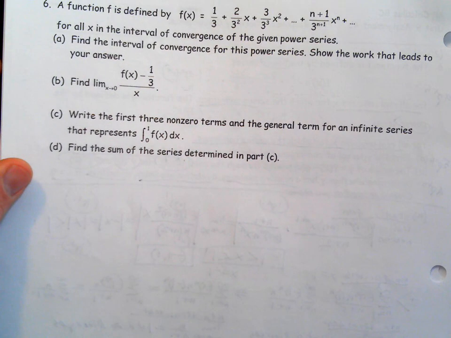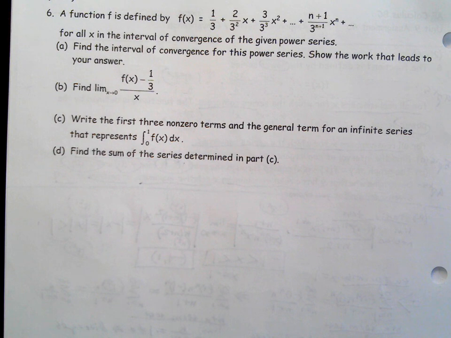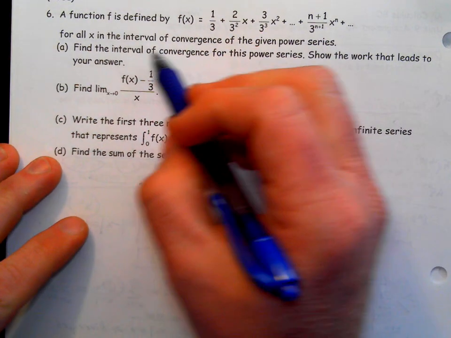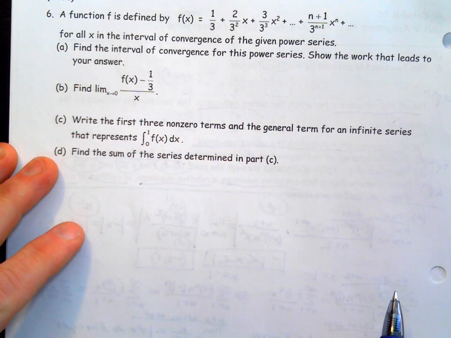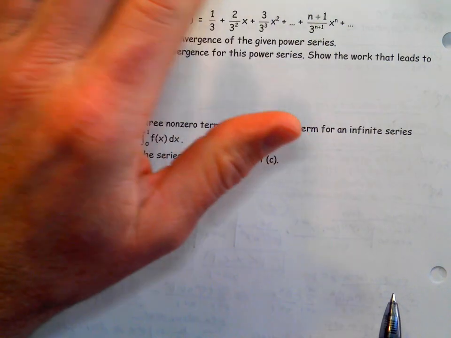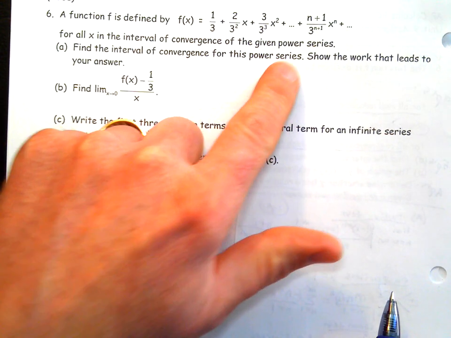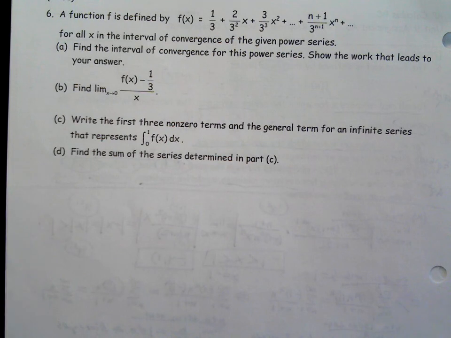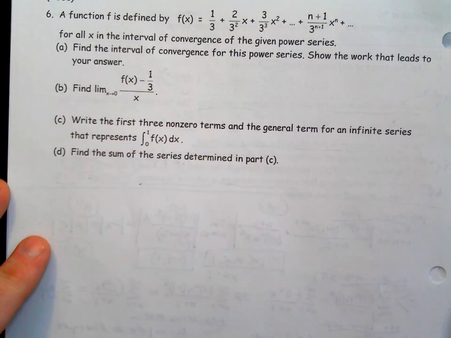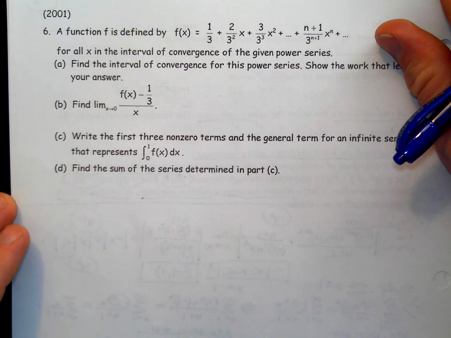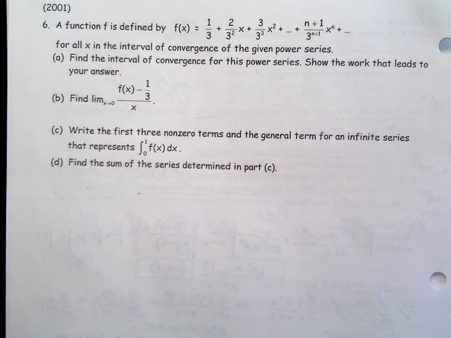So next one: a function is defined by, so this is kind of similar to the last one. They give you open form, nth term, general term. For all x in the interval of convergence of the given power series. So they're saying that this works for that function as long as you're on the interval of convergence, which means the series represents another function only where it converges to that function's value. It doesn't make sense to use it other places. Find the interval of convergence for the power series. Show the work that leads to your answer.